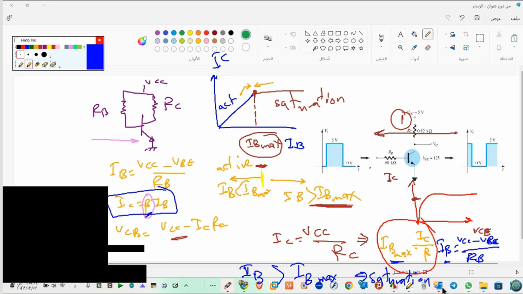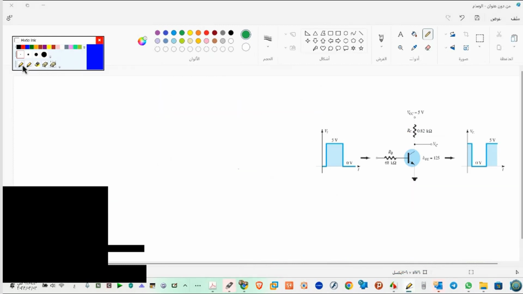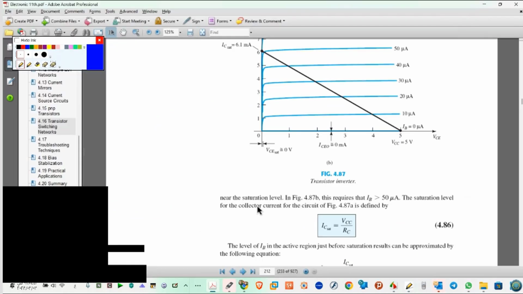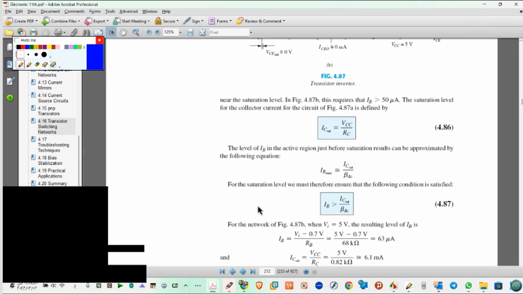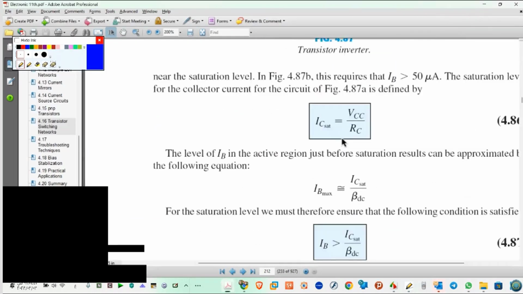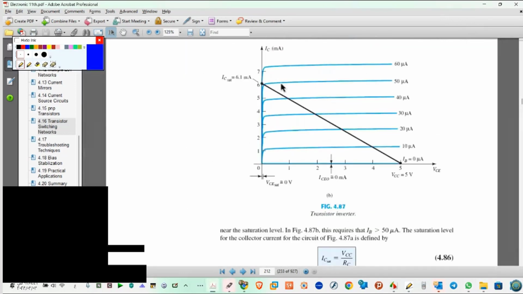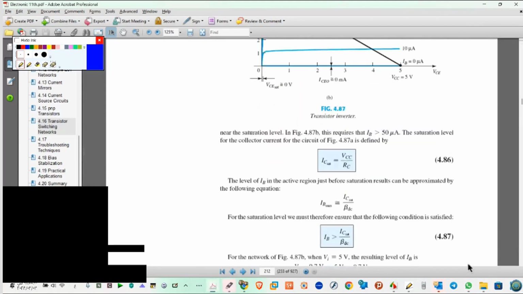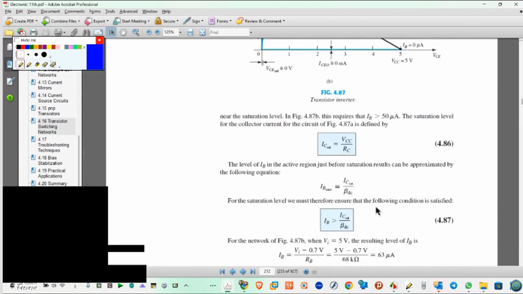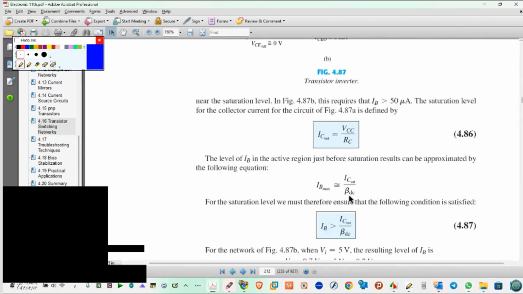Okay. Now let's continue in our book to finish this idea. See here, I calculate IC saturation. Here in our book, they said IC saturation. As you see, there is no VCE, so VCE is 0. Some other books can use 0.2 or 0.1, but in our books they cancel. Okay, then I will calculate IB max, and I told you why.